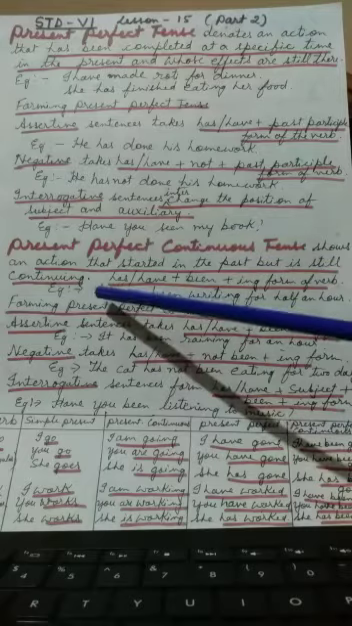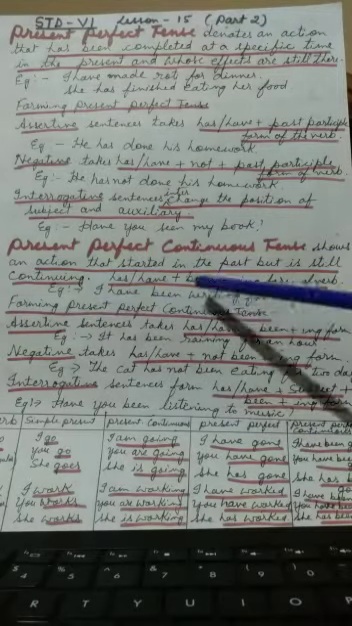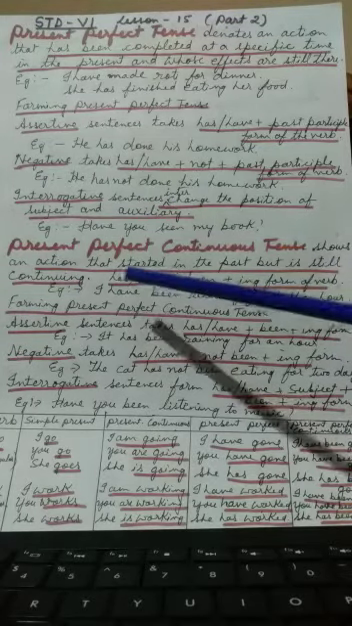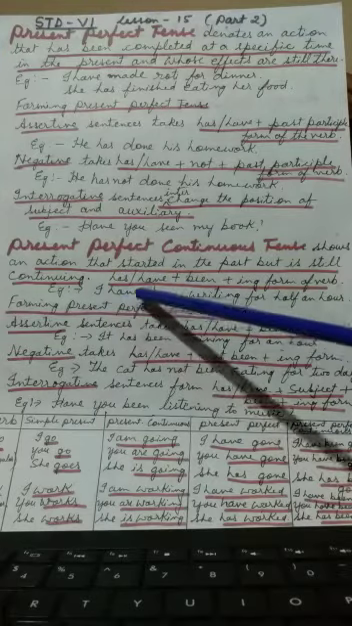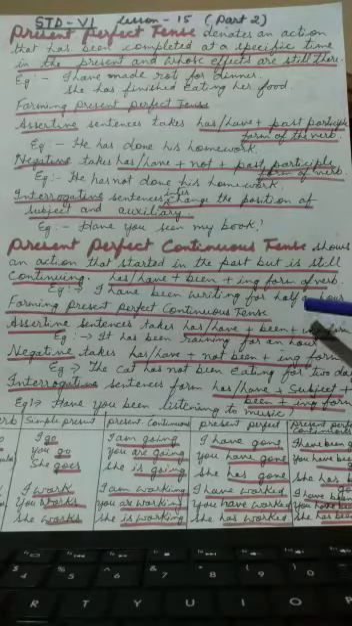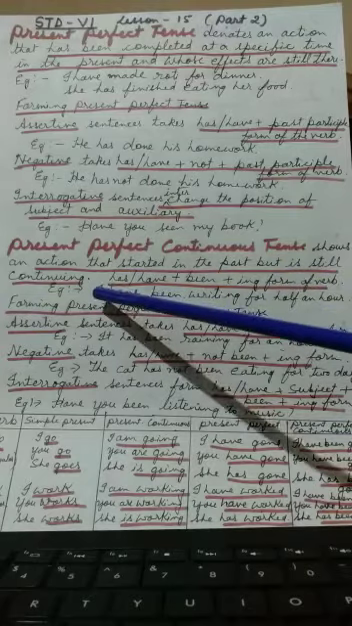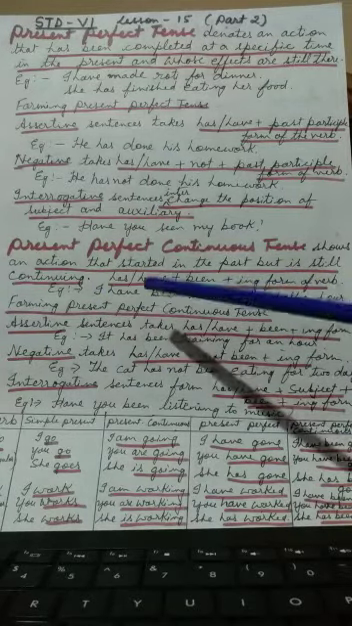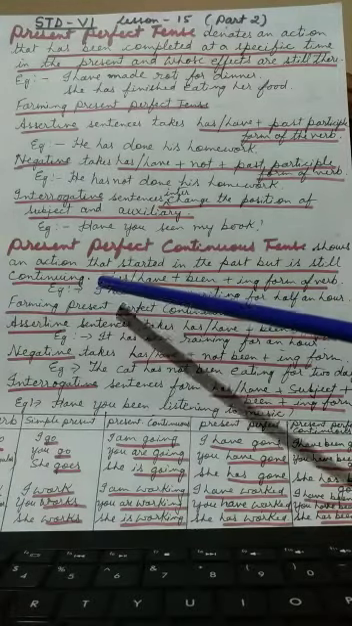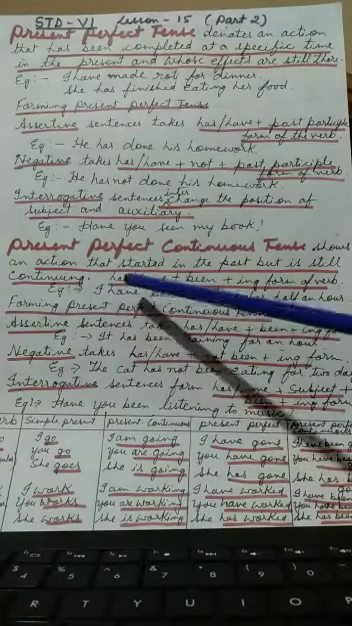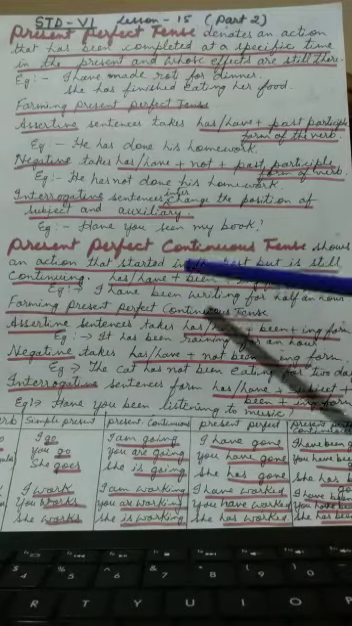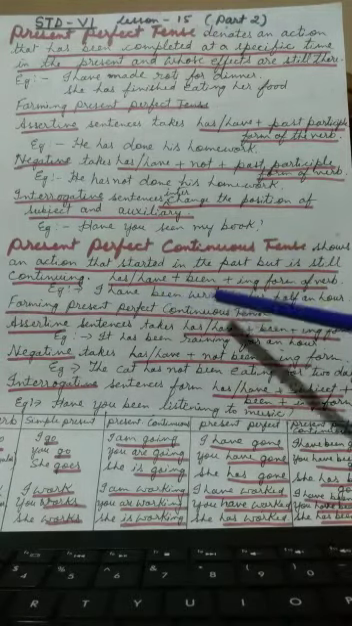So how will we write a sentence? I have been writing for half an hour. Means from half an hour I am writing, now also I am writing. So I have been writing for half an hour. Or they have been studying from the last 3 hours. Or suppose she has been reading the book from an hour. So like that it will be written.